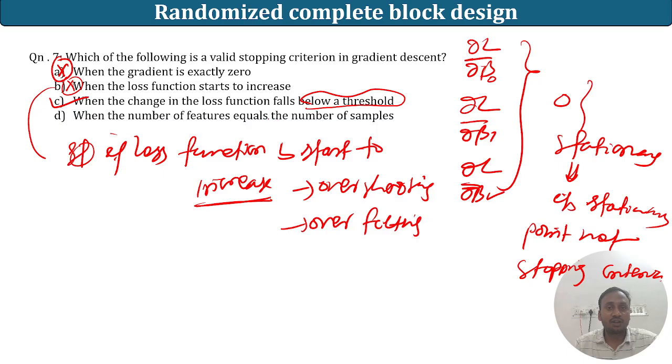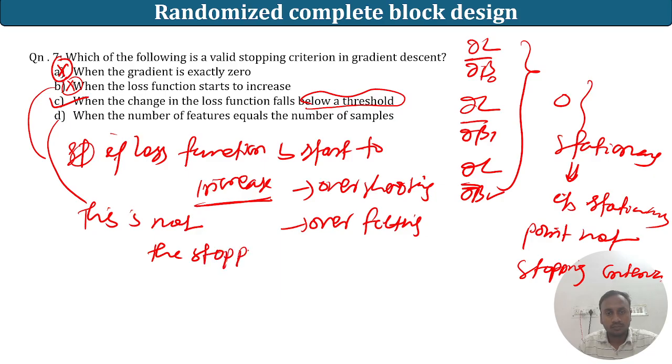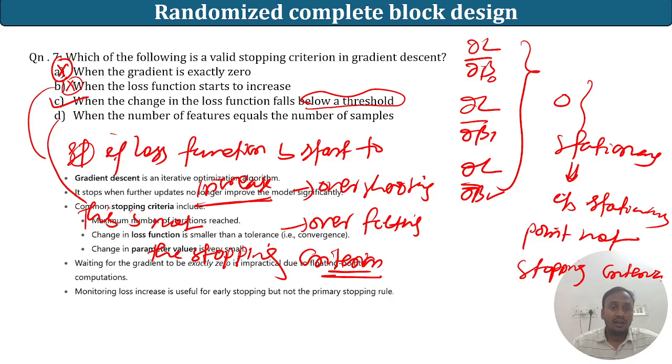When the number of features equals the number of samples, that is not the case. That is a particular case we saw beforehand only. It's not a stopping criterion. Uncontrolled is totally unrelated.